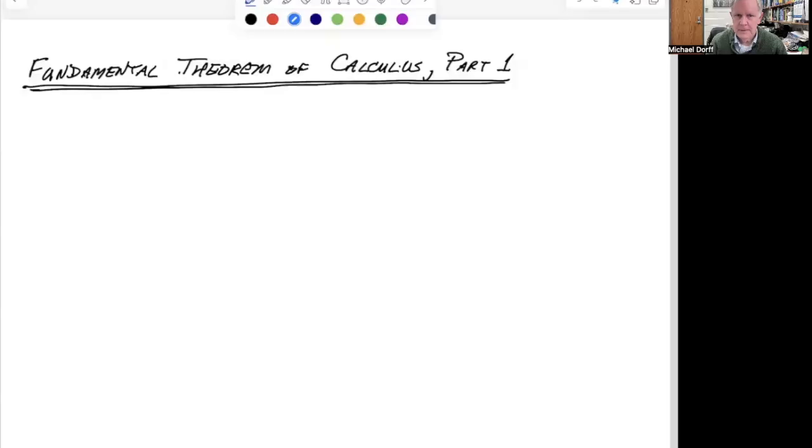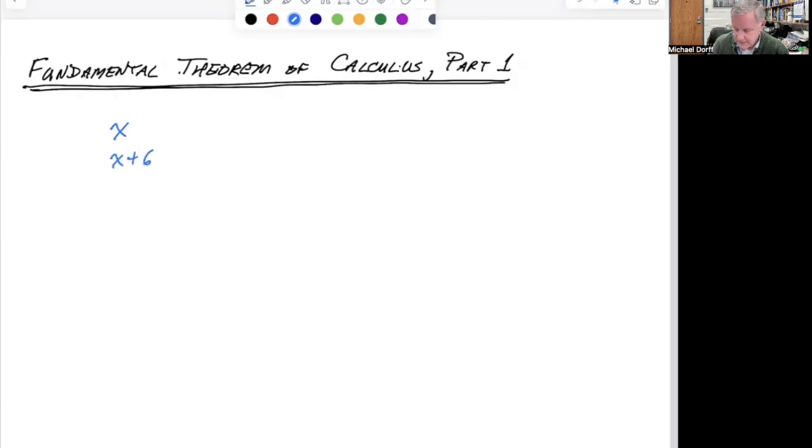Today we're going to talk about the fundamental theorem of calculus, part 1. To do this, let's start with an example. Suppose I have a number, we'll call it x here. If I add 6 to it, I get x plus 6.